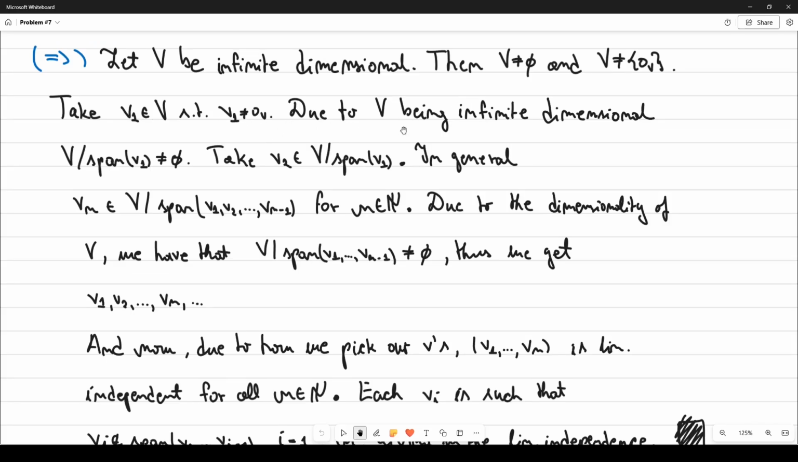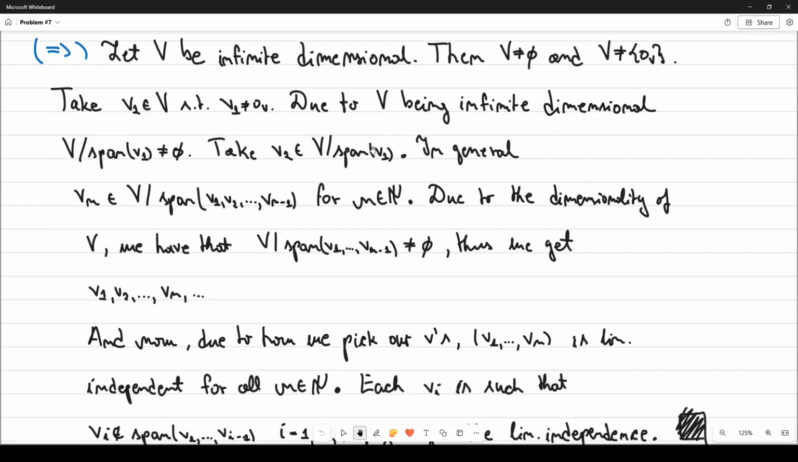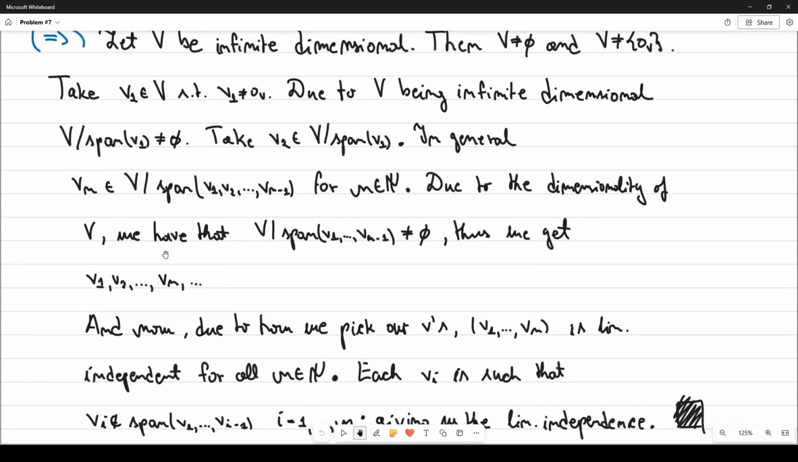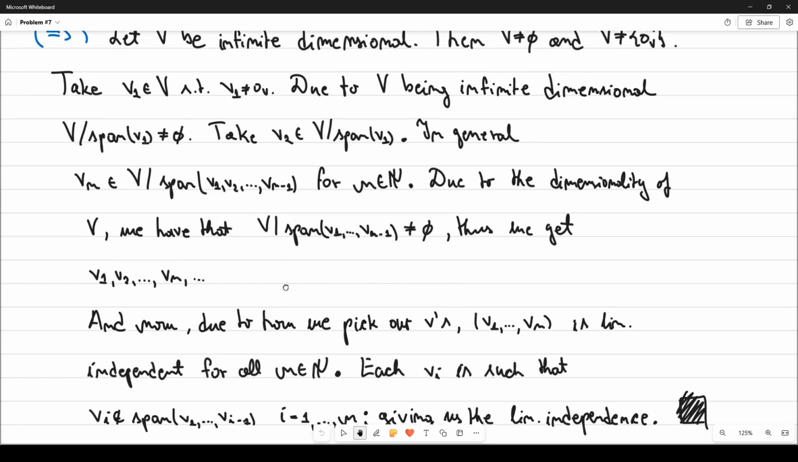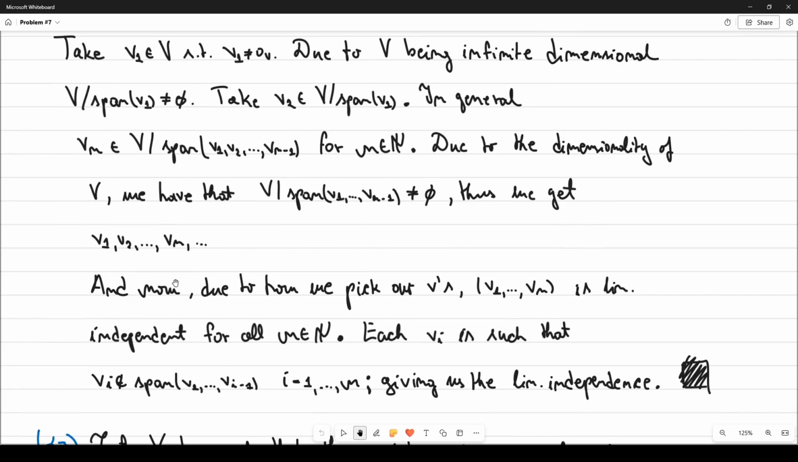And now, due to V being infinite dimensional, the span of v1 is definitely not equal to V, so the difference between these two sets is non-empty. And now take v2 from that difference of sets, and in general we take vn to be a vector from V without the span of all the previous vectors we've picked. So again, due to the dimensionality of V, this difference will always be non-empty. Thus we get our sequence of vectors.